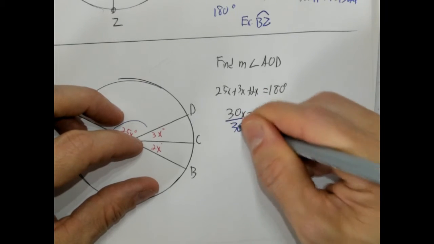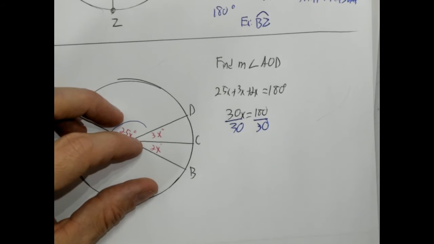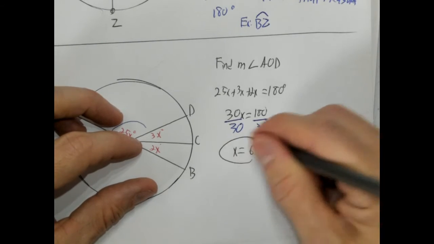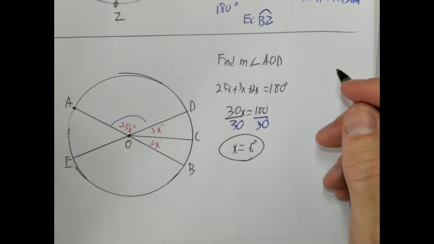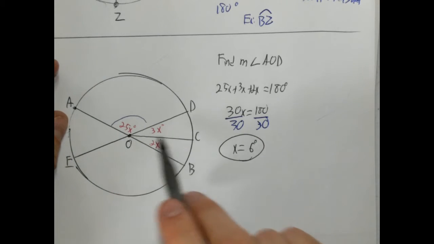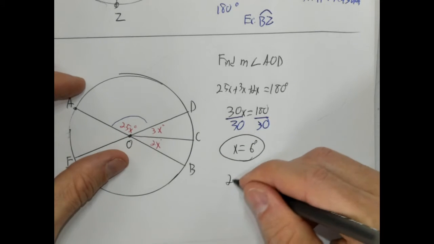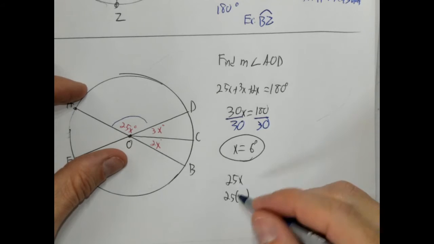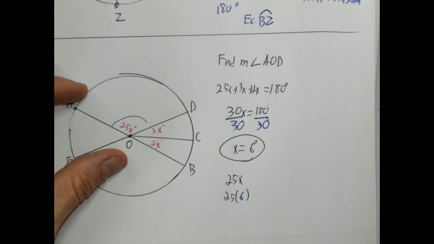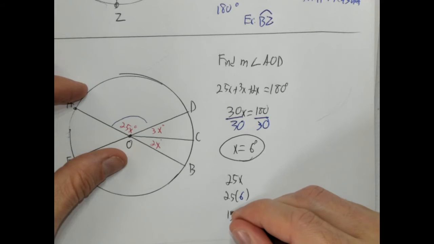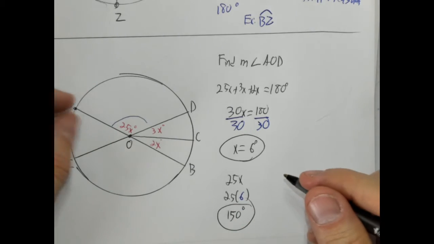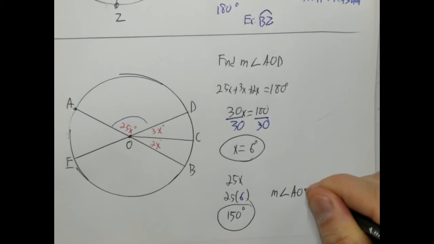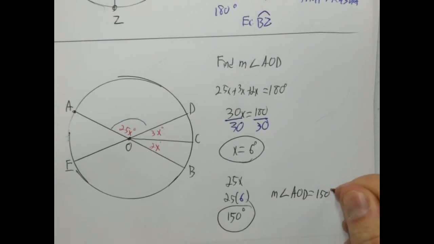So we're going to divide by 30, which is our coefficient. And x will be equal to 6 degrees. And that's it. We're not done though. We need to find AOD, so we're going to plug that in there. So 25x, 25 times 6, how much is that? That's 150, so 150 degrees. There you go. So the measure of angle AOD equals 150 degrees.